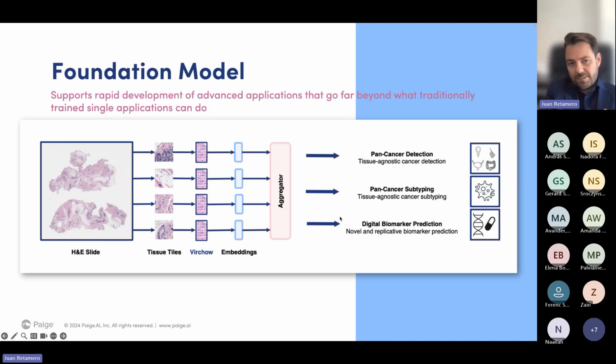And again, this approach can be used for cancer detection, but also histological subtyping, as well as the prediction of the biomarker status for that particular tumor.